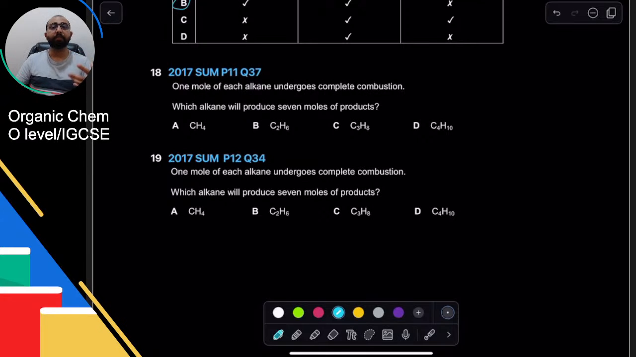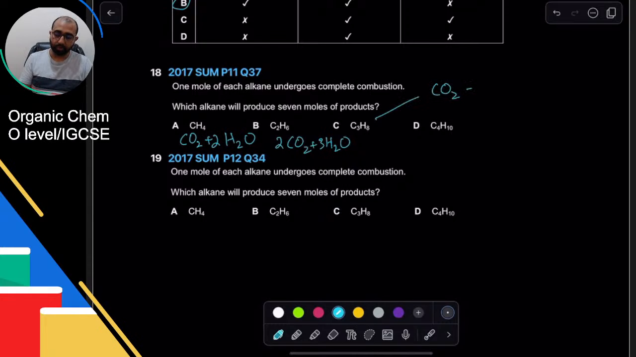1 mole of each alkane undergoes complete combustion. Which alkane will produce 7 moles of products? He said 7 moles of products, not that you will have 7 moles of carbon dioxide or water. No, carbon dioxide and water together make 7 moles. Let's see, this makes carbon dioxide plus water, so this will be 2 water. C2H6 will produce CO2 plus water, but this will be 2 carbon dioxide and 3 water. This will produce 3 carbon dioxide, 4 water, and this will produce 4 carbon dioxide and 5 water.